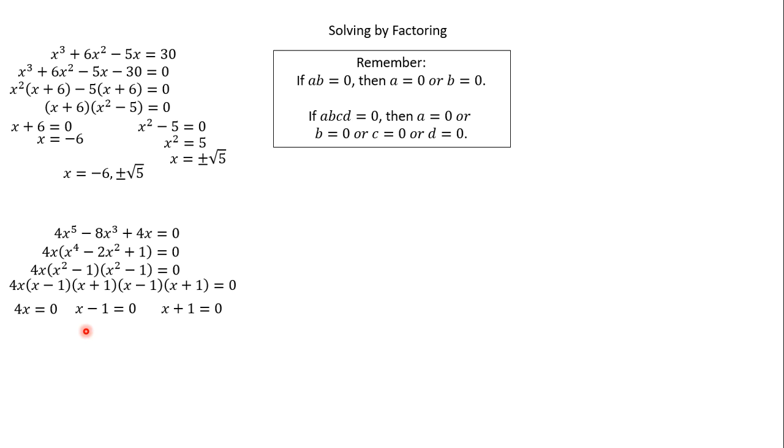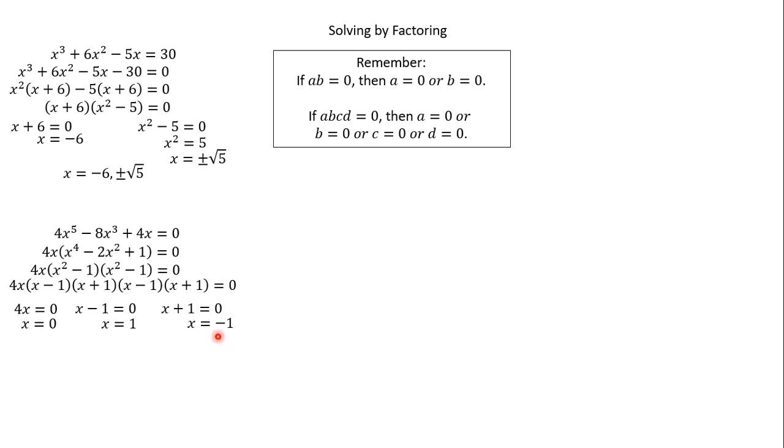This is going to get into the multiplicity. Notice that these factors happen twice. That means each of those roots will happen twice. We don't need to solve each of them individually. We just need to recognize that it'll happen twice. So let's see, if 4x equals 0, that means x equals 0. If x minus 1 equals 0, we can add 1, get x equals 1. And x plus 1 equals 0, we can subtract 1, we get x equals negative 1. And so, x equals 0, 1, or negative 1.